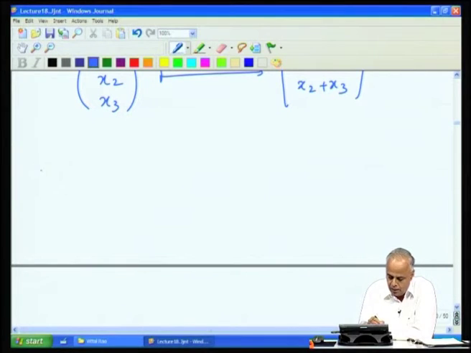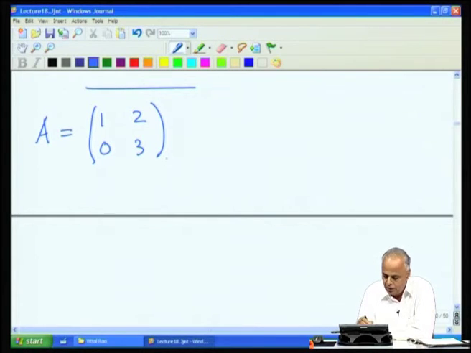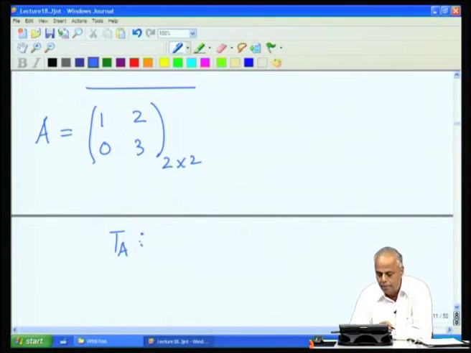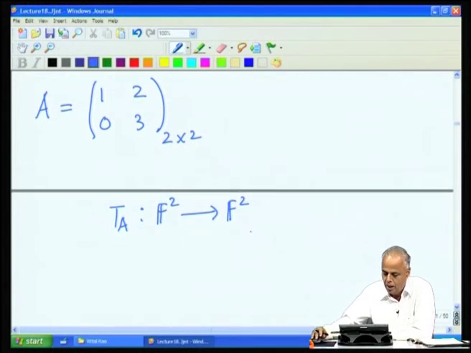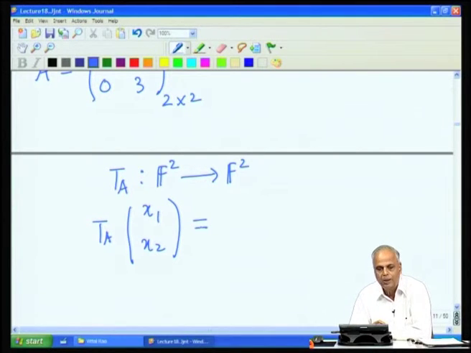Similarly, consider A now to be [[1,2],[0,3]]. Then this is a 2 by 2 matrix. So, it will generate a transformation which will now be a linear operator because m equals n. So, it should be a linear operator from F^2 to F^2. And what should it do? T_A of a vector (x1, x2) must again be a vector in F^2.